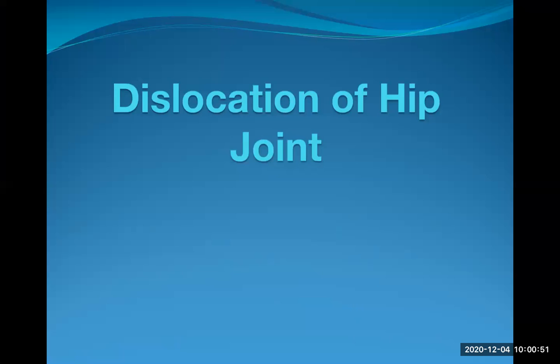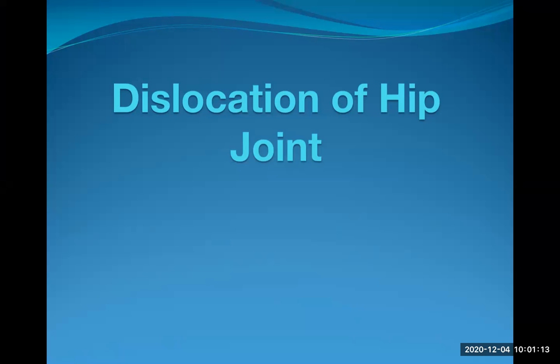Dislocation of hip joint. Now, if you remember, we have already done dislocation of shoulder joint. So there is a bit of similarity between these two joints. What is the similarity between hip joint and shoulder joint? Anyone? Sir, both are ball and socket joint. Very good. Excellent answer. Both are ball and socket joint.